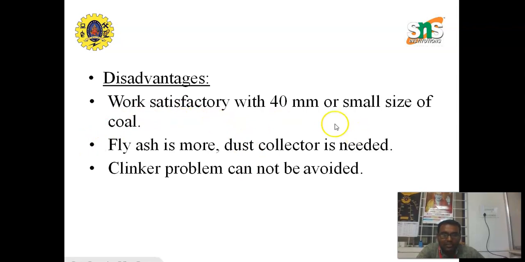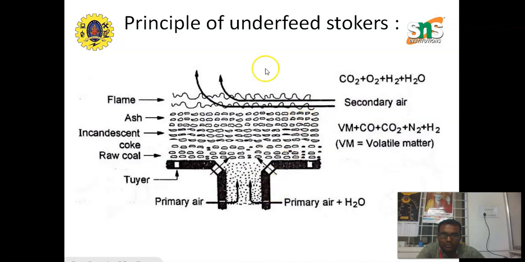Disadvantages: it works satisfactorily only with coal crushed to 40 mm or smaller size. Fly ash is more, so a dust collector is needed. Next one is the underfeed stokers. This we will discuss in the next class. Thank you.